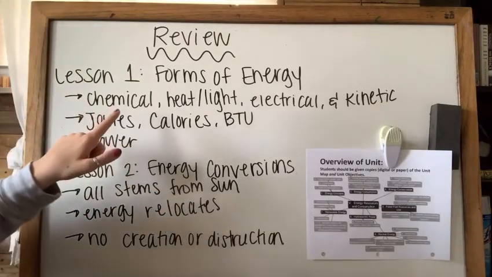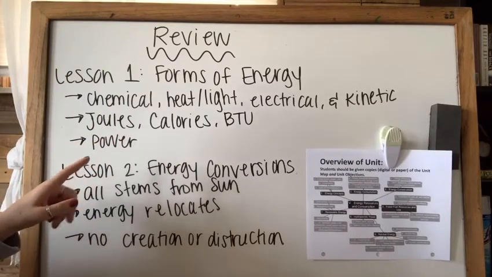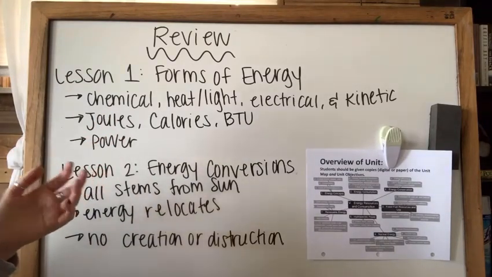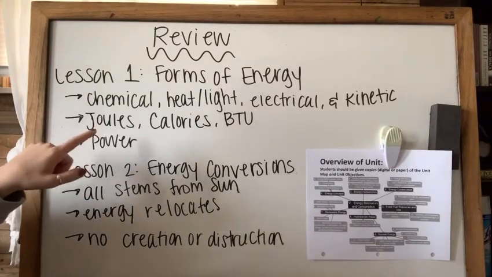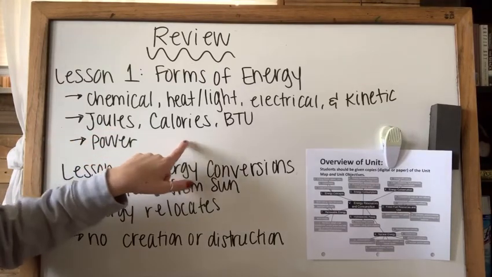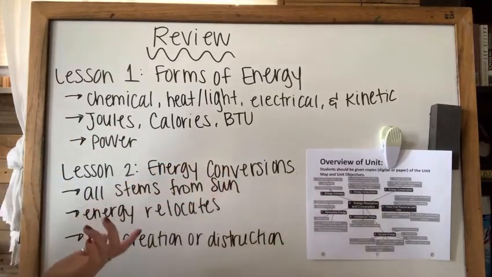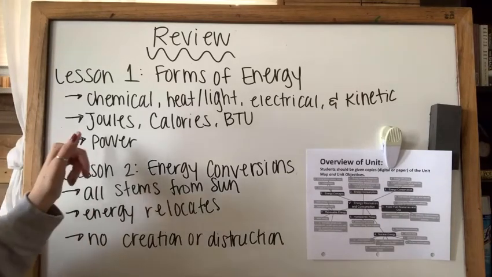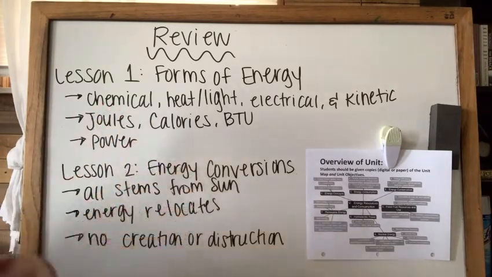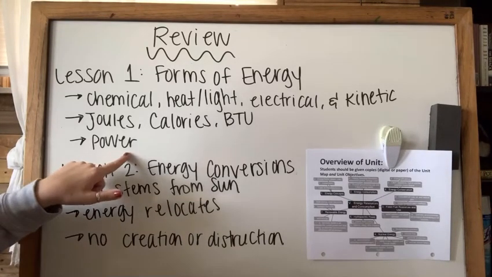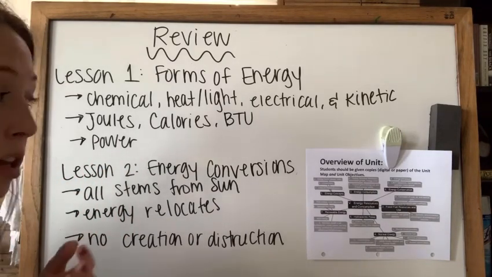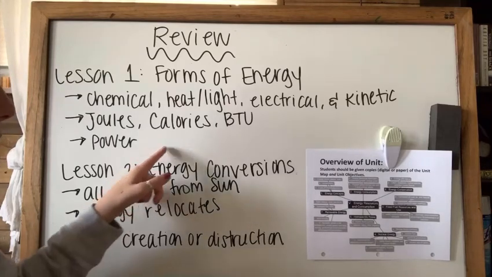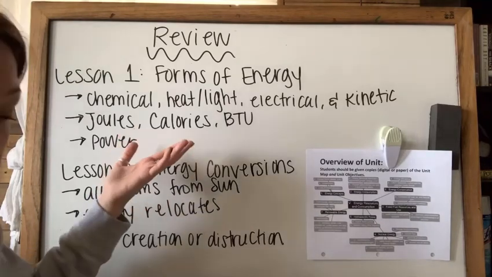Second thing we learned about in this lesson was how we measured energy. So energy is measured in many different ways. The ones that we went over were joules, calories, and BTUs, or British thermal units. Again, if you need any of the explanations for that stuff, that is on those recordings. And then we went over the definition of power, which is pretty much the amount of energy per time. It's kind of how they calculate things before they use these measurements here.